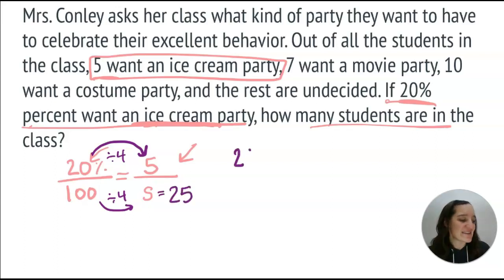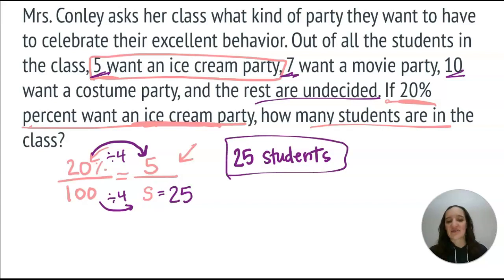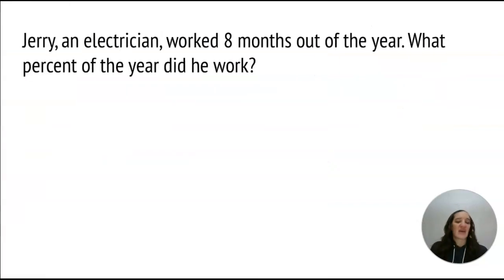Would it make sense to say that there are 25 total students in class? Yeah, that's right, because 5 plus 7 plus 10, that'd give you like 20 something. And then a few that are undecided. 25 students sounds correct. Like it.